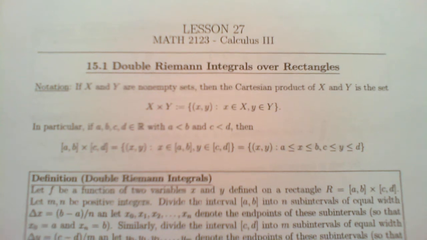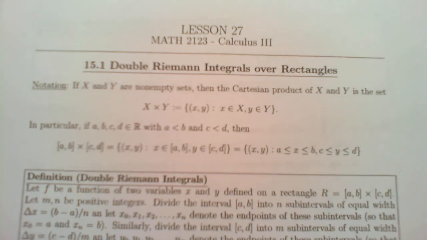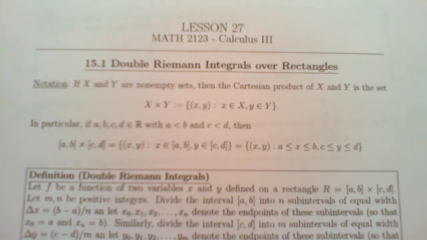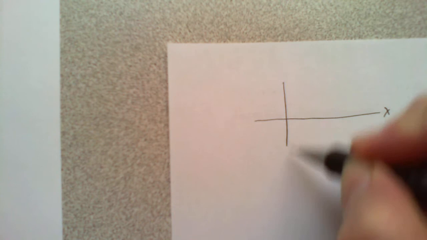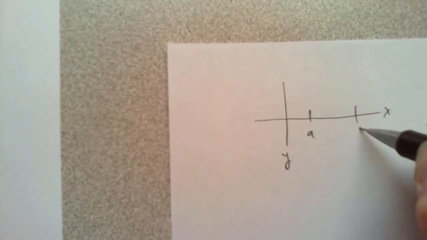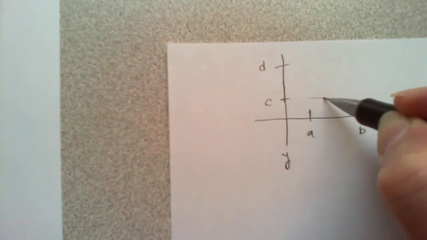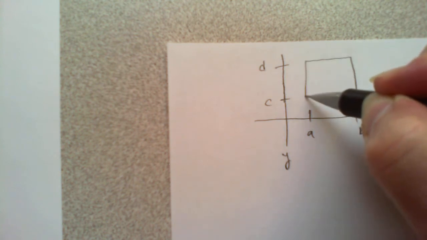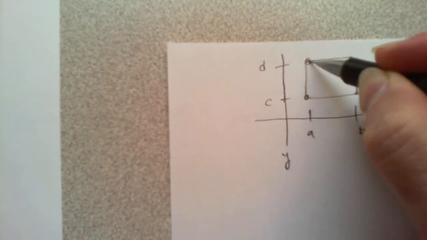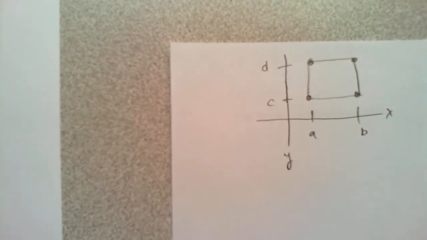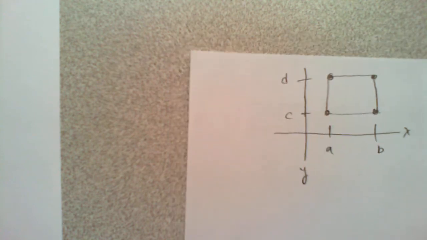Okay, so first, what is going on here in this setup? What is a double integral? Let me draw a picture to go along with what's about to happen. So here's the x axis, here's the y axis. You have a, you have b, the interval AB. Here you have C, here you have D. So this little rectangle here is what the integrals are going to be over. It's just an arbitrary interval or rectangle.